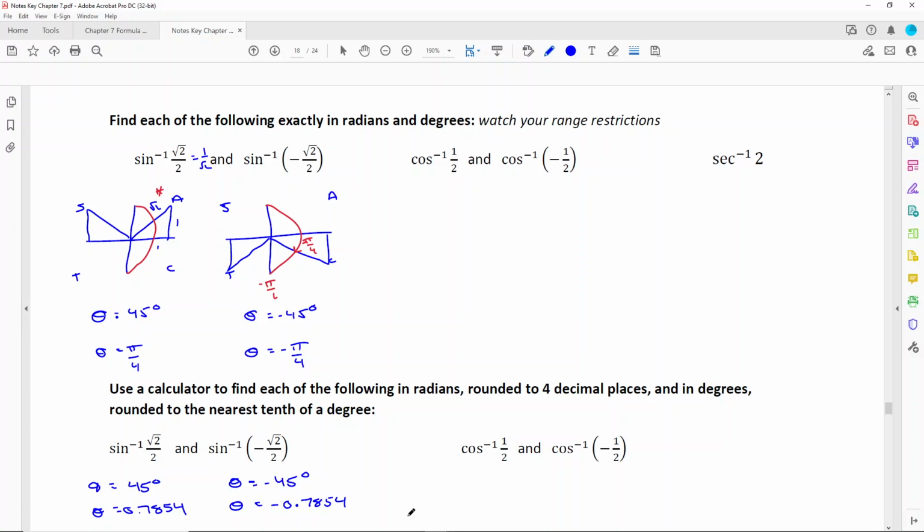So now what I'd like you to do is pause the video and give this exact same thing a go. I want you to do it by hand first, and then I want you to check them with a calculator for your inverse cos.